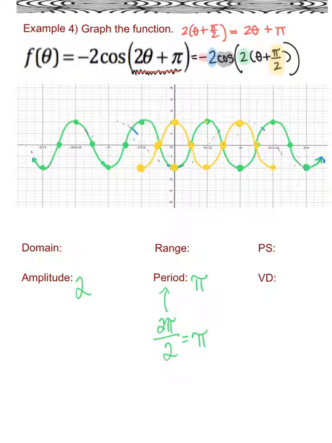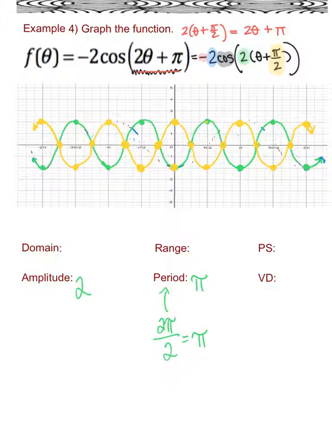As I'm graphing this, it does look like moving to the left pi over 2 units for this graph would have been the same if I was reflecting this final green graph over the x-axis. Looking at the final green graph.